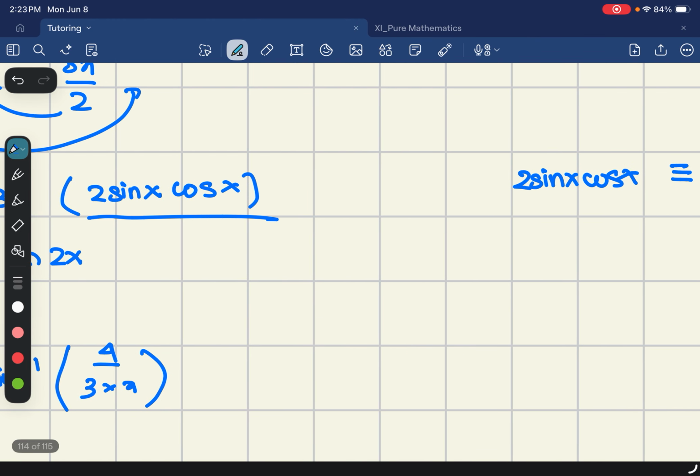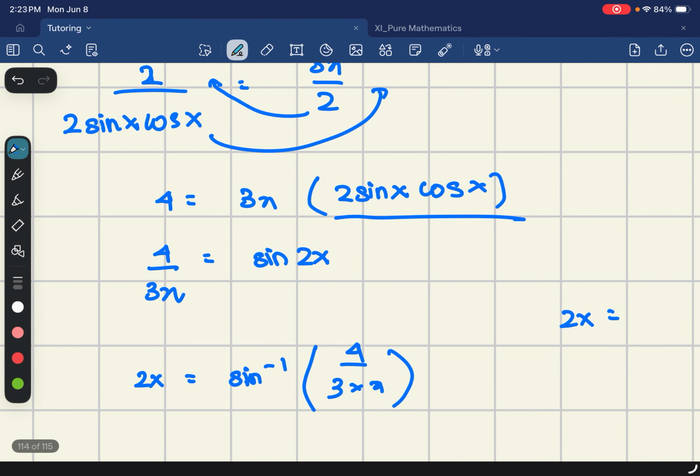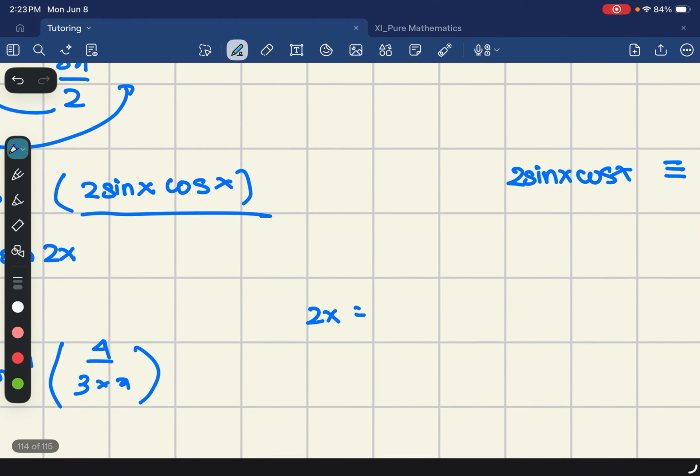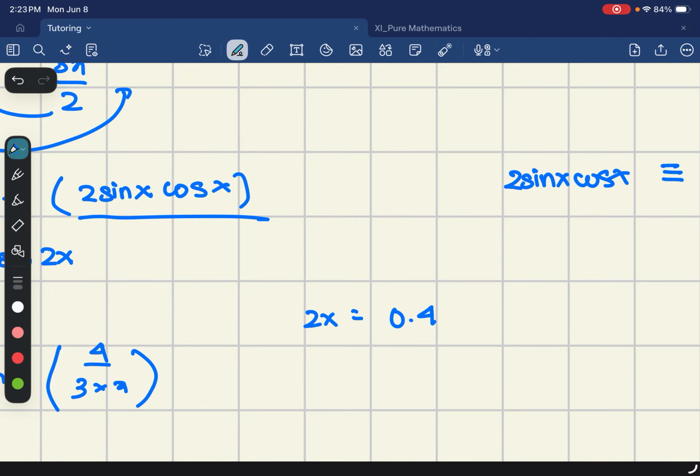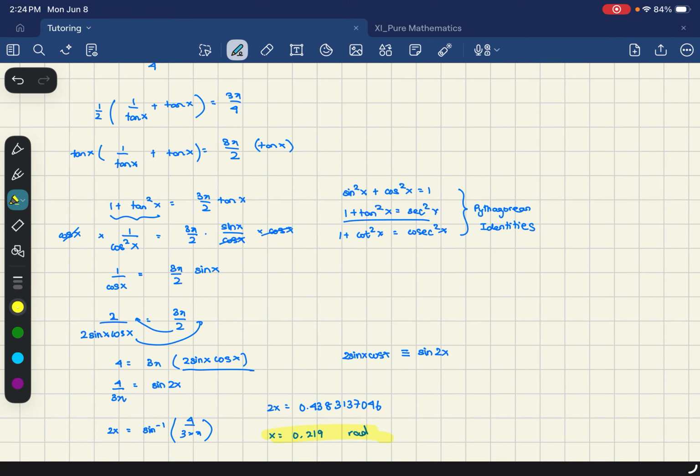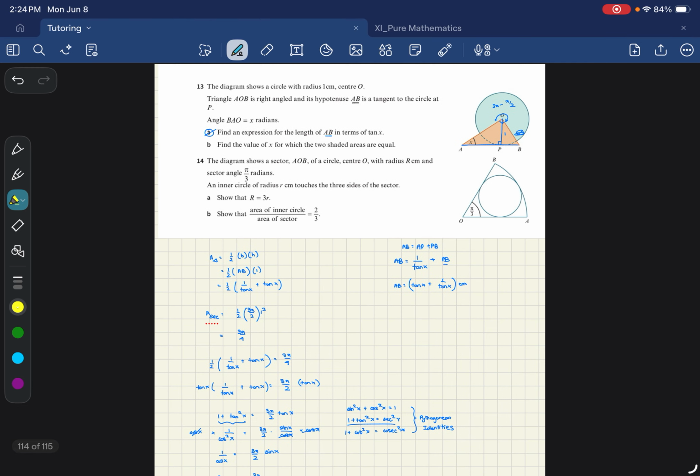So if you use your calculator, you are going to get the value of sine inverse of 4 divided by 3 times pi. If you put this in your calculator, you are going to get the value of 2x to be 0.4383137046. And finally, your x is going to be half. So 0.219... radians. To 3 significant figures, it's just 0.219 radians. And we are done with part B.